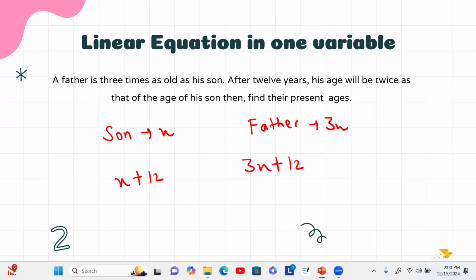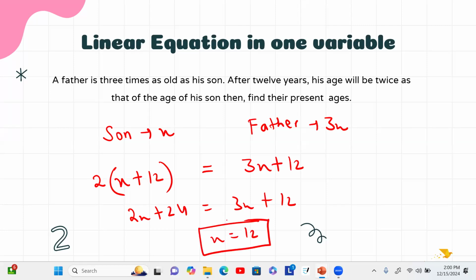Now, the condition given in the question is that after 12 years, the father's age will be twice the age of his son. So the father's age, that means 3x plus 12, is double the age of his son: 2 times (x plus 12). So we have reached the equation part. Now we just have to solve it. So 2x plus 24 is 3x plus 12, so x gives us 12 years. The question was asking for the son's and father's ages both. So the son's age is 12 years and the father's age is 36 years.